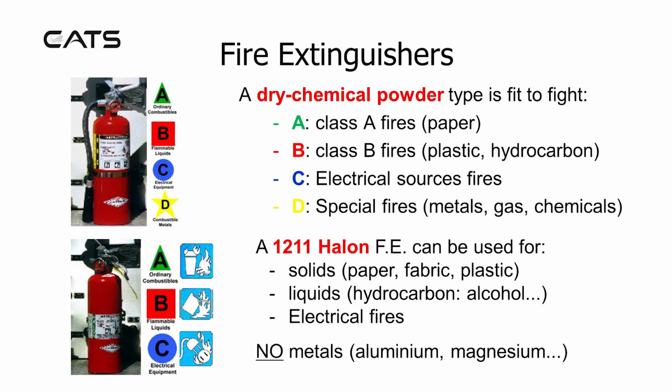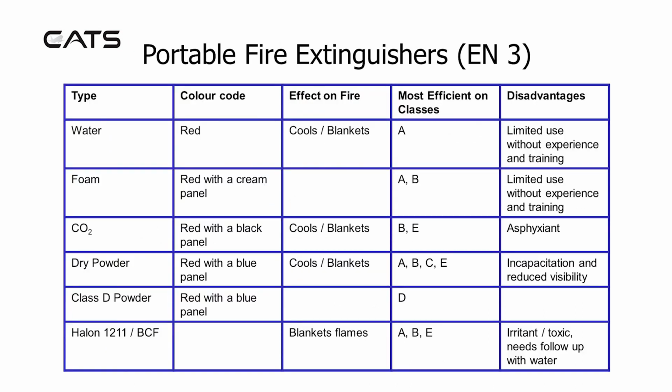A dry chemical powder extinguisher is fit to fight Class A fires, paper, Class B fires, plastics and hydrocarbons, electrical sources, special fires such as metals, gas and chemicals. A halon fire extinguisher can be used for solids, liquids, gases and electrical fires, but not for metals. The latest European regulations on portable fire extinguishers are depicted in this table.